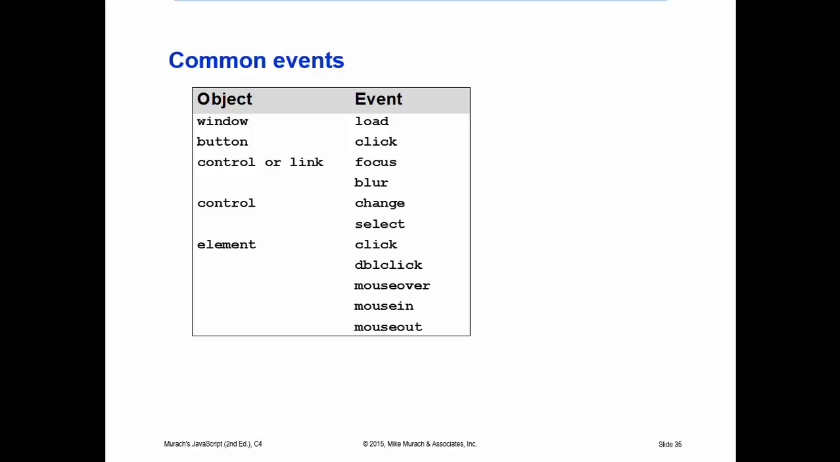When you code the event for an event handler, you must precede it with "on." For example, for the click event, it's onclick. You can create a function expression as an event handler and attach it to an event.